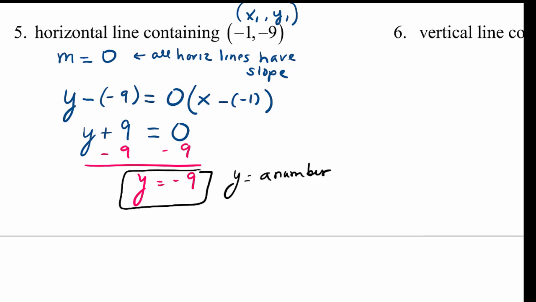And by the way, you don't have to do all of this work. If you just are able to remember that the equation for a horizontal line is y equals a number, you can look at the y value of the ordered pair that was given, and that will be your y, right? Does that make sense? If my horizontal line has to go through the point (-1, -9), then that means that -9 is the y value of all the ordered pairs on that horizontal line. So you can skip right to this equation, y equals -9, which we're going to do with number 6 because look at what it's asking for.